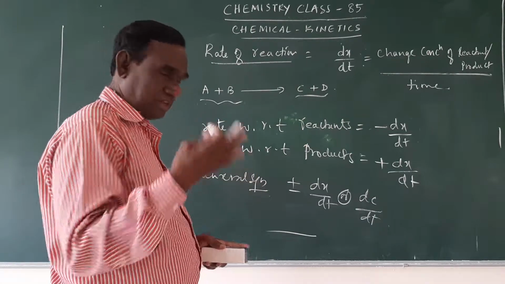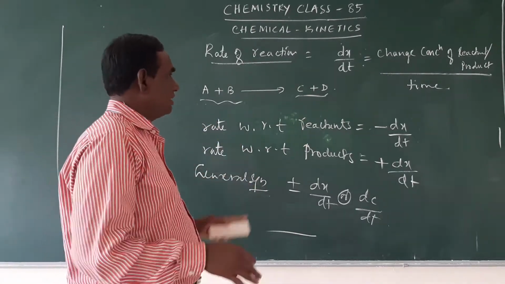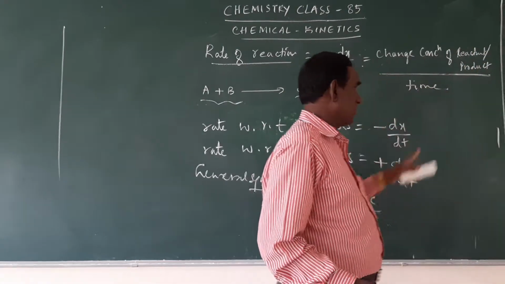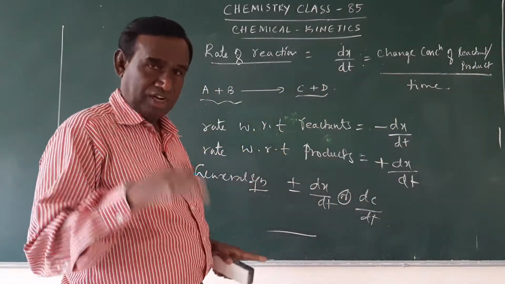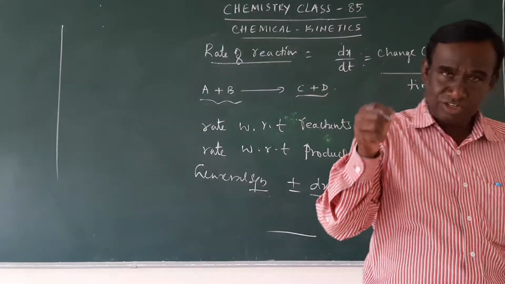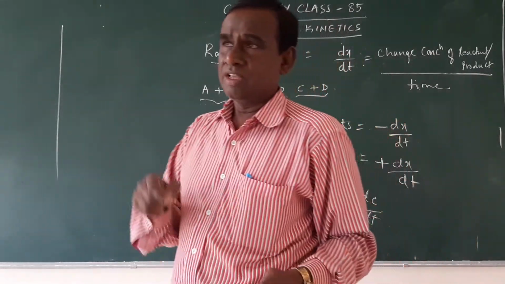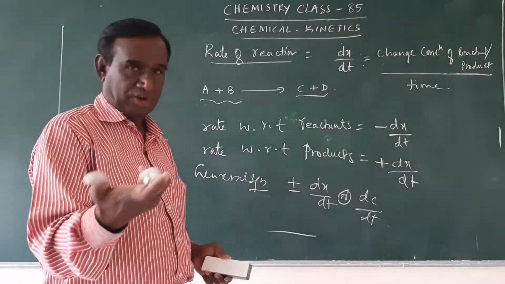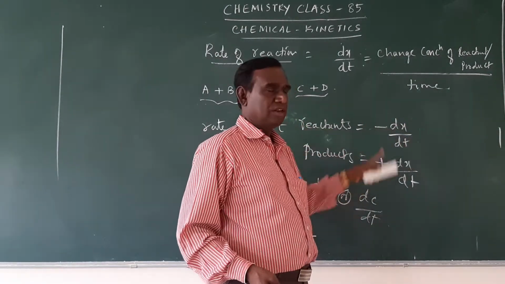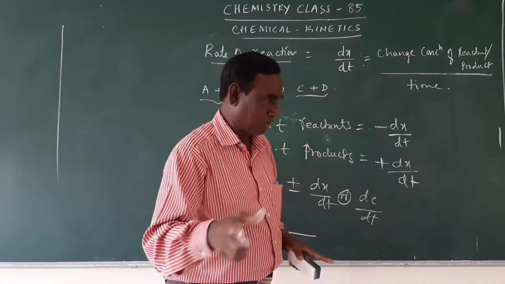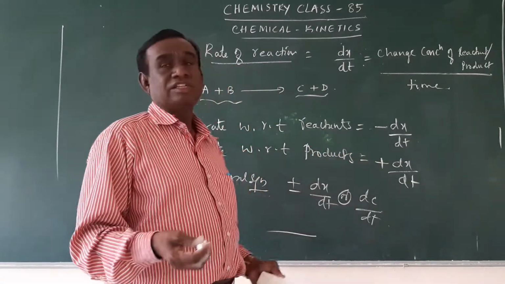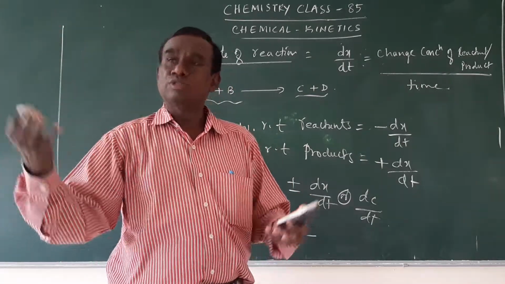That means the rate or velocity of a chemical reaction is defined as the change in the concentration of reactant or product with respect to time. We can define the rate with respect to reactants as well as products. Generally, in every chemical reaction there is a decrease in the concentration of the reactant and, at the same time, an increase in the concentration of the product. So the rate with respect to reactants is minus dx by dt, where the concentration of the reactant decreases with respect to time, and the rate with respect to products is plus dx by dt, where there is an increase in the concentration of the product with respect to time.